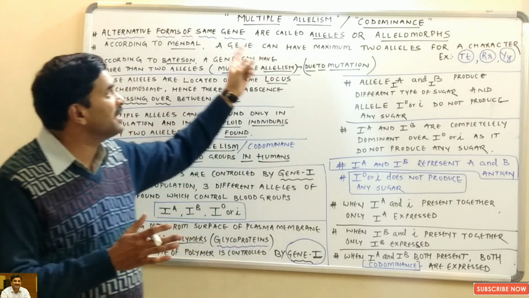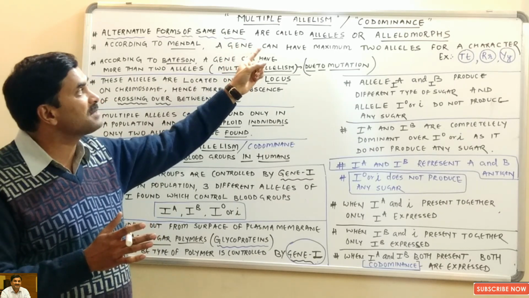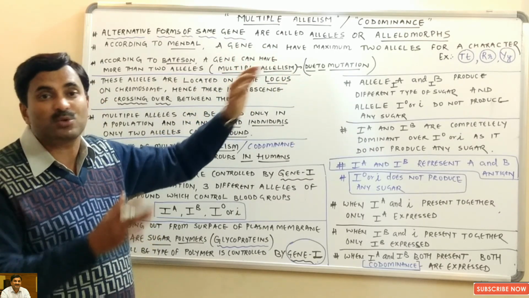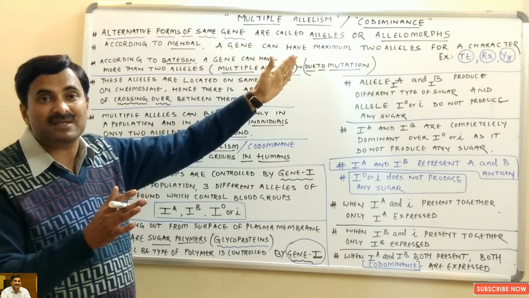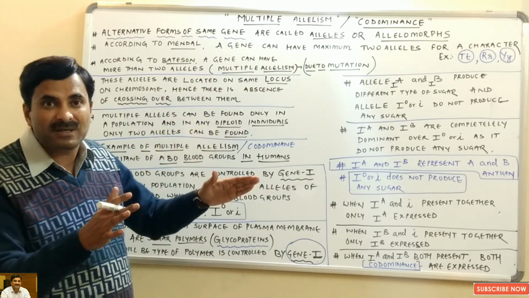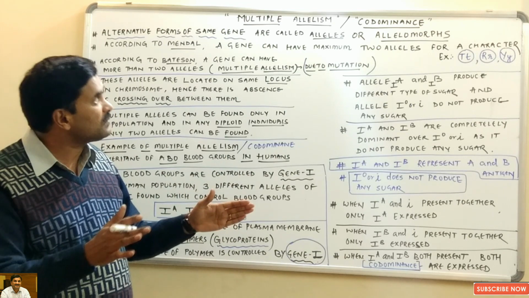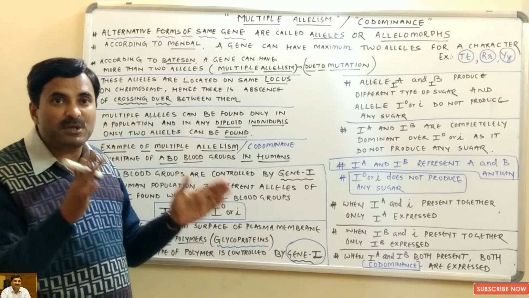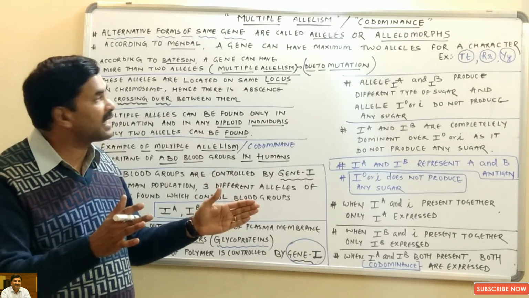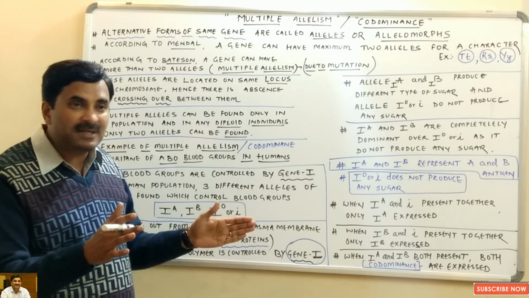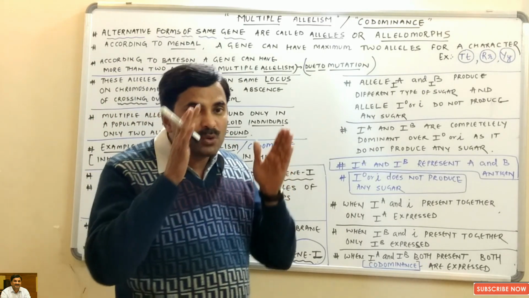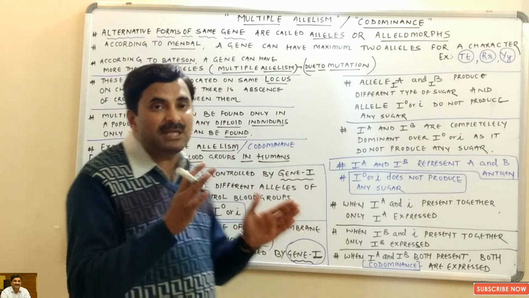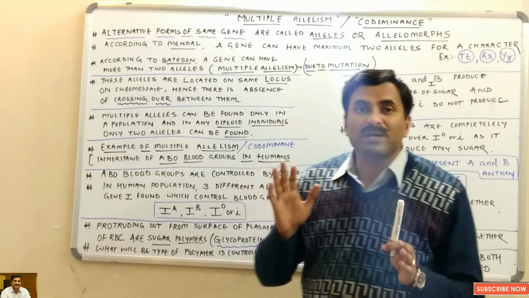That's why, along with multiple allelism, I have written codominance. You don't have to be confused that multiple allelism and codominance are the same. They are totally different phenomena. But I want to say that the human ABO blood groups represent an example of multiple allelism as well as codominance.